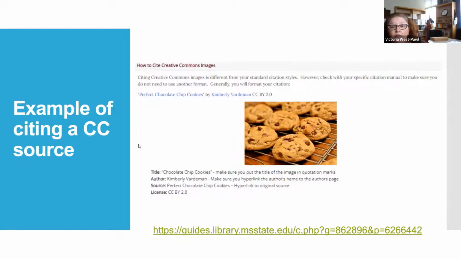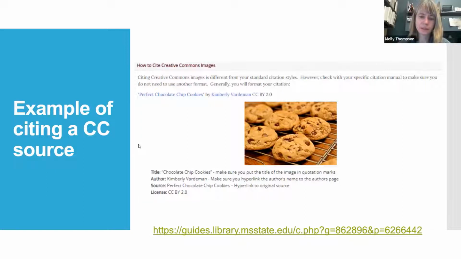And then you want to put the license. So CC, Creative Commons, and then this is just saying it's by, so you want to give credit to the author only, and then 2.0, which is which license is being used at the time.